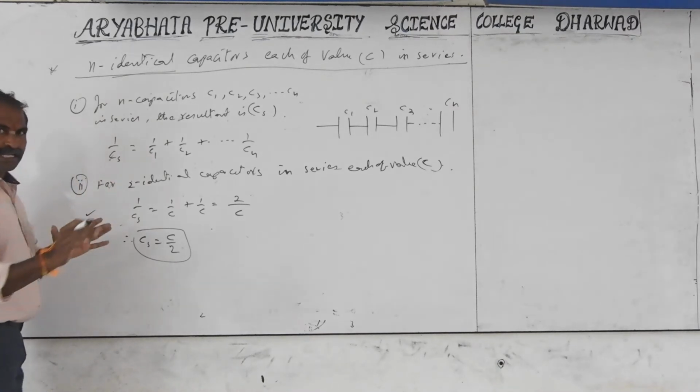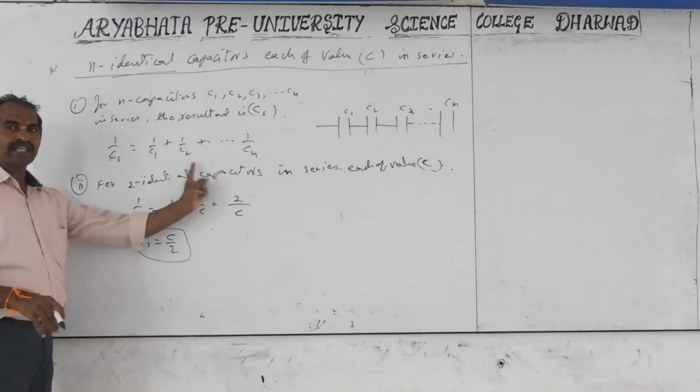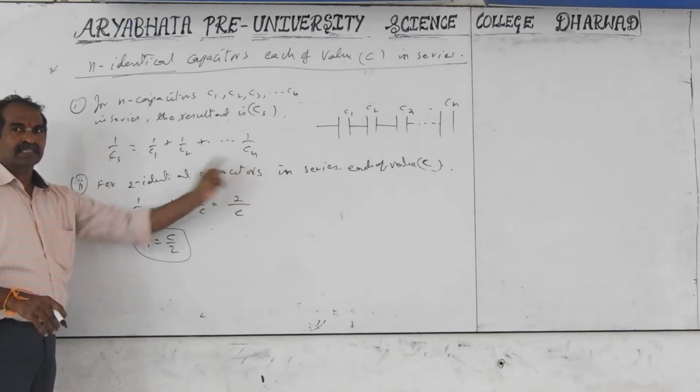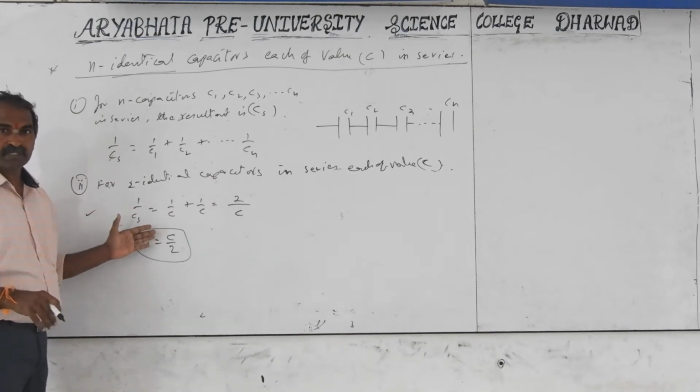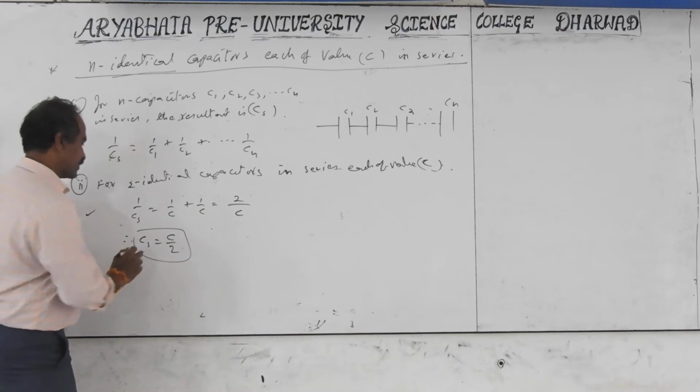So if I take two identical capacitors, the resultant becomes half. One is 4, another one is also 4 in series, the result is 2. If I take 8 and 8 in series, the result is 4. Like that, we must be able to calculate directly.